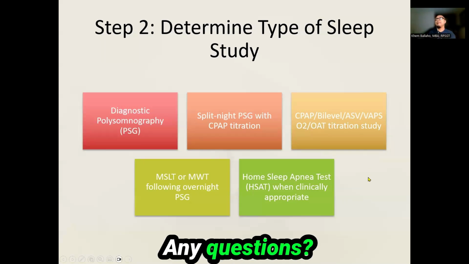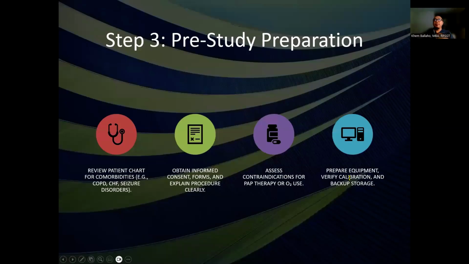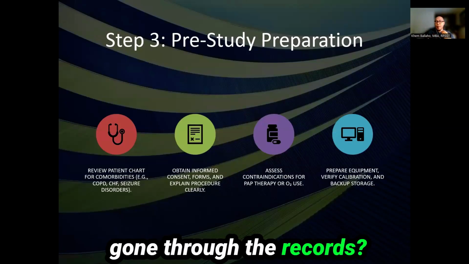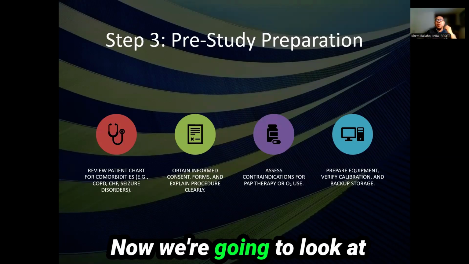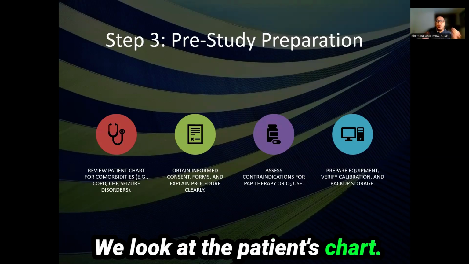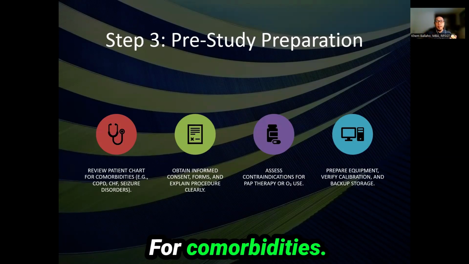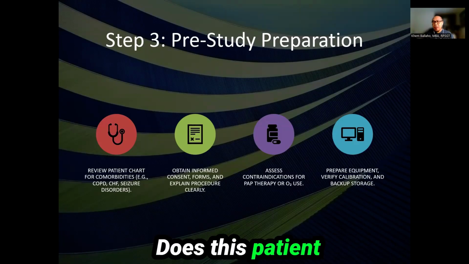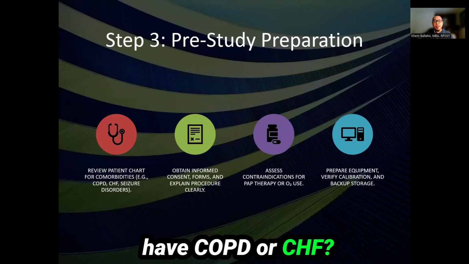Any questions? Let's move forward. So what do you do after you've gone through the records? Now we're going to look at the pre-study preparation. We look at the patient's chart for comorbidities as soon as you get to the sleep lab. You check for comorbidities. Does this patient have COPD or CHF?